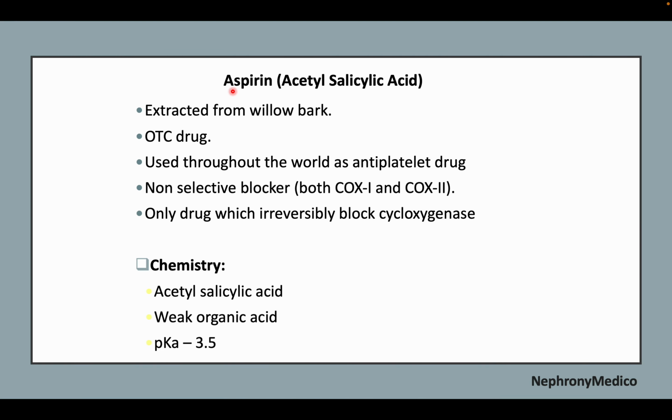So, what is aspirin? Aspirin is an OTC drug which is used throughout the world as an antiplatelet drug. It is a non-selective blocker which blocks both COX-1 and COX-2, and this is the only drug which irreversibly blocks cyclooxygenase. Now, chemistry is that it is acetylsalicylic acid with weak organic acid properties.